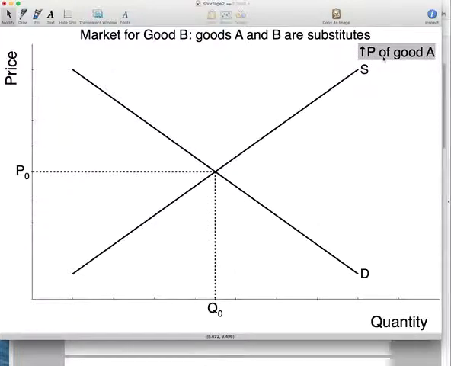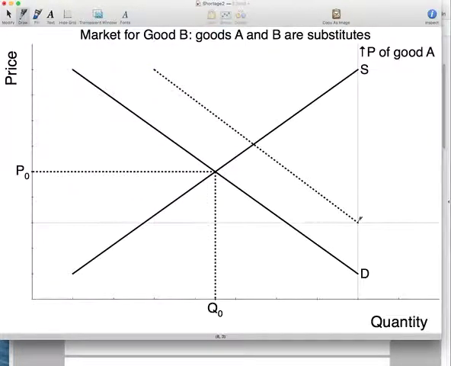So the first scenario we're going to take a look at is that where the goods are substitutes, and we're going to see that there's an increase in the price of good A. If A and B are substitutes, and this is the market for B, an increase in the price of good A is going to cause people to substitute away from good A and buy good B. So more people are going to want to buy good B at the prevailing prices. So this demand curve is going to shift to the right. So we're going to have a new demand curve that's to the right of the original demand curve.